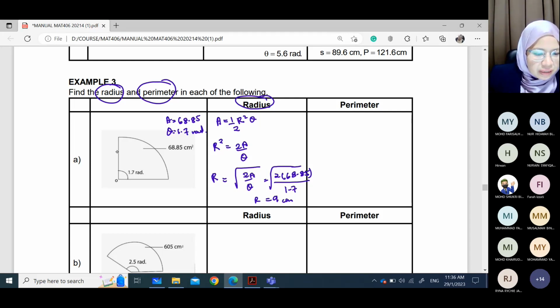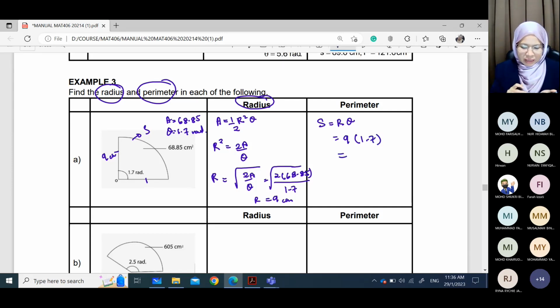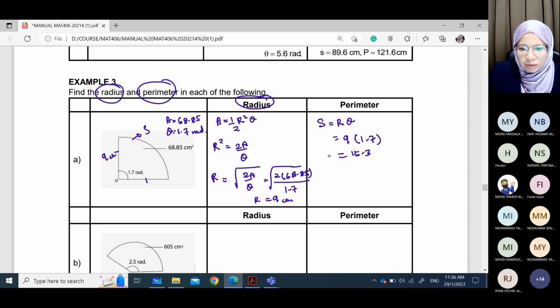Right, so perimeter, so ini 9 cm. Ini pun sama 9 cm. So untuk perimeter kita perlu cari S. So S dia tak bagi kan? So kita cari S. So untuk cari S, kita guna formula S equivalent with R theta. Radius darabkan dengan angle. Okay, so radius 9 multiply with theta 1.7 radian. So 9 times 1.7, 15.3. So this is our S.